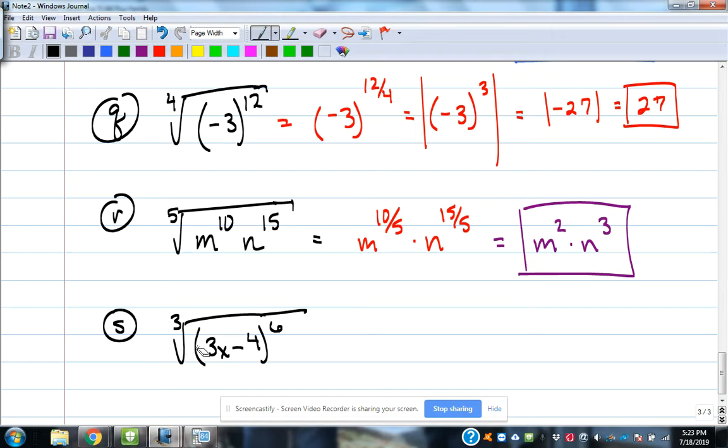Well, we're smart enough, and we've been learning today that the cube root is the same thing as a 1/3 power. So it's really an exponent. So if I do this with exponent rules, that becomes 3x minus 4 to the 6 over 3. And whoa, that works out a little nicer. That's 3x minus 4 squared.